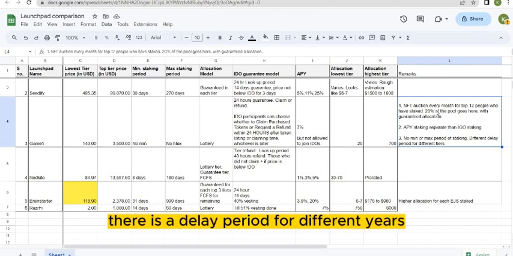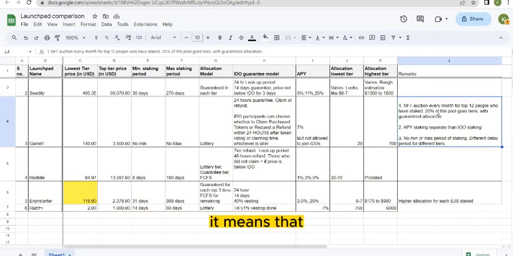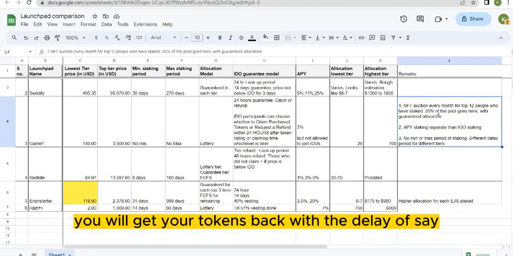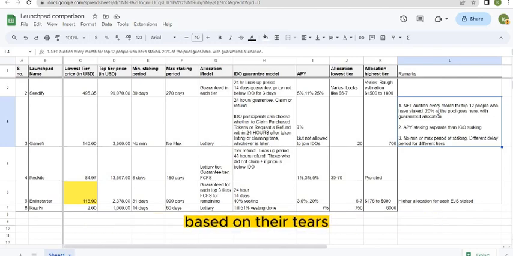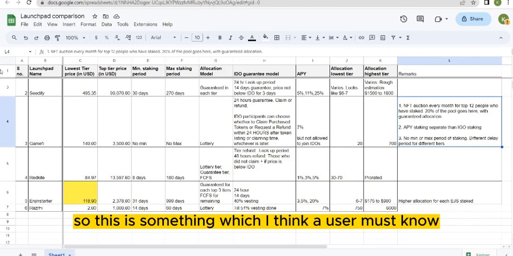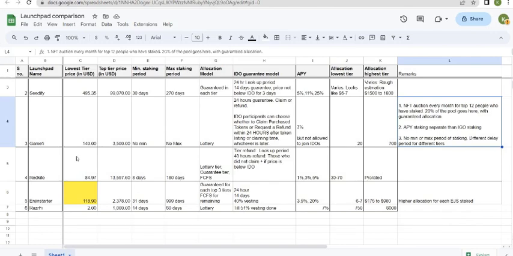But of course, there is a delay period for different tiers. What does this delay period mean? It means that after you unstake, you will get your tokens back with a delay of say 5 days or 7 days or whatever they have decided based on their tiers. So this is something which I think a user must know.